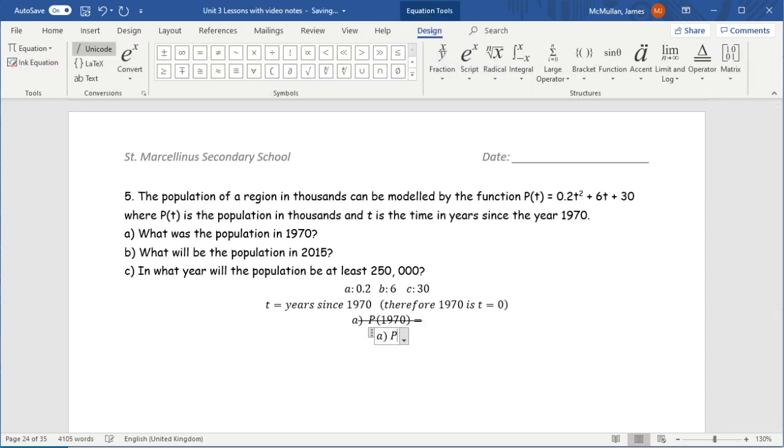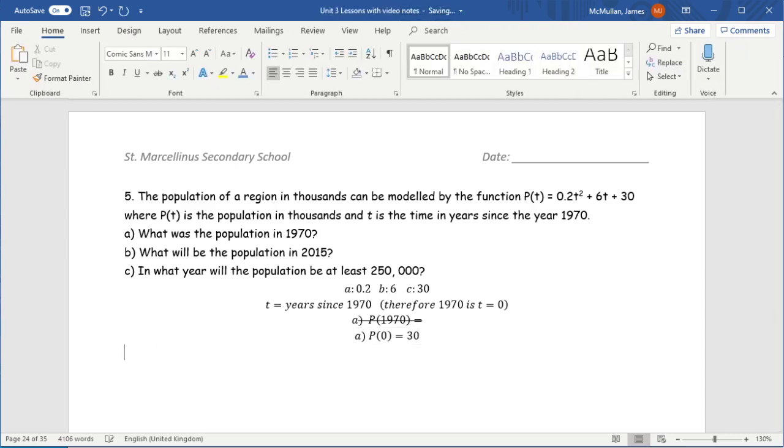What you're actually being asked to do here is find P of 0, because 0 is the year that's 1970. P of 0 in this question is pretty easy to see that it's 30, because if you sub in 0, the other 2 terms disappear and you're left with 30. So in 1970, the population of the town was 30,000. Then we go on to B.